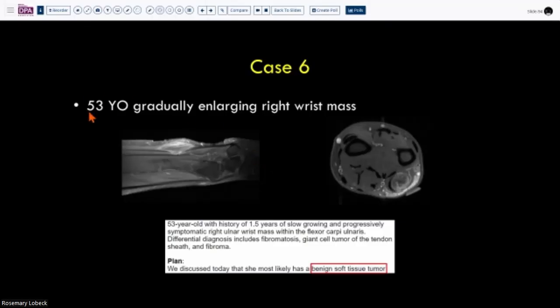So here we have a 53-year-old patient who had a gradually enlarging right wrist mass. So you can see the mass both in the axial and the coronal here. So there's a small little mass over here just underneath the skin, looks really nondescript. So the surgeon sees it and says, oh, it's fibromatosis, giant cell tumor, fibroma, whatever, it's benign. So I'm going to take it out, right?